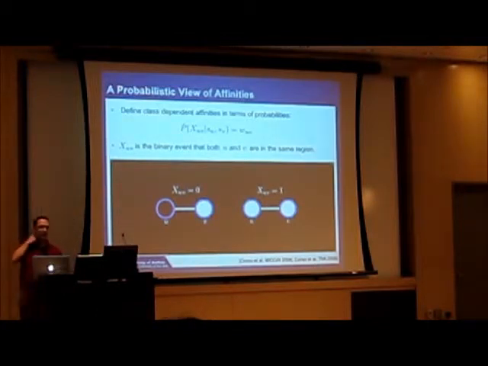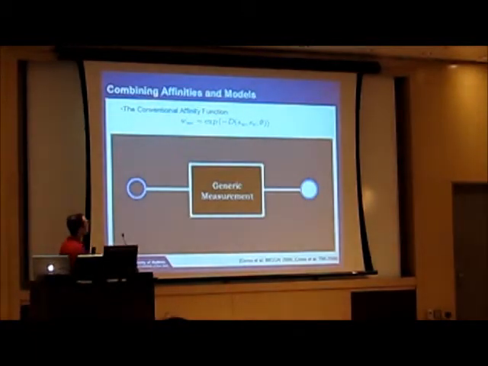Okay, so let's define a binary random variable x_uv on each of the edges of the graph. Right, so this variable will take the value 1 if u and v should be in the same region, and it will take the value 0 if they shouldn't be in the same region. Let's simply assume that the probability of x_uv equal to 1 is directly equal to the previously defined affinity function, e to the minus distance, and so on. Okay? So you have your conventional affinity function, just a simple black box generic measurement defined on some parameters theta.